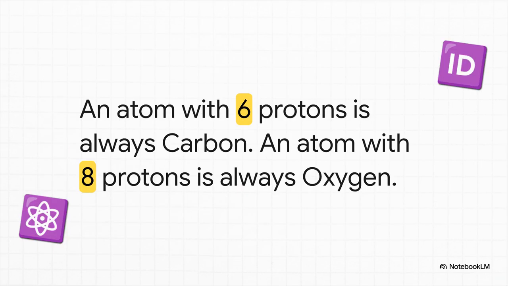You've got an atom with 6 protons, bam, it's carbon. Every single time, no exceptions. Got one with 8? It's always oxygen. If you change the number of protons, you're not just tweaking the atom, you're changing the element entirely.